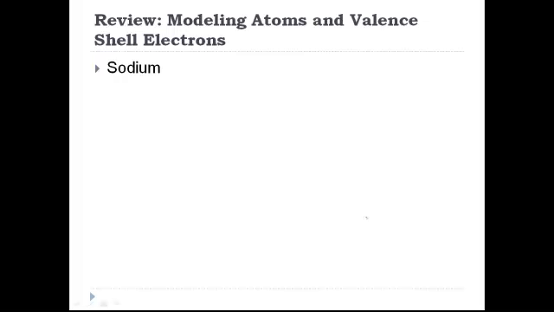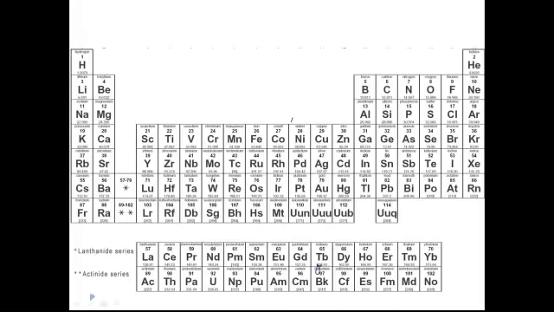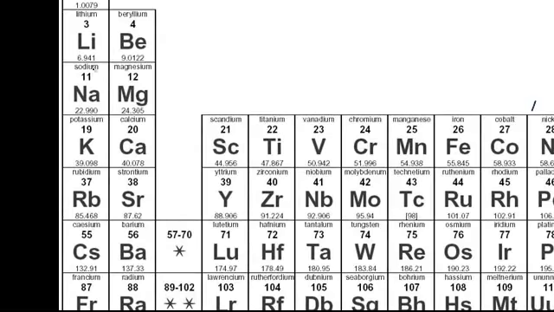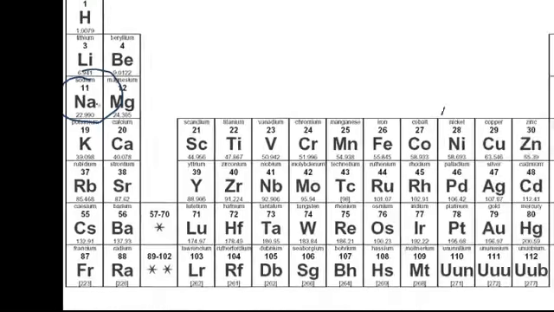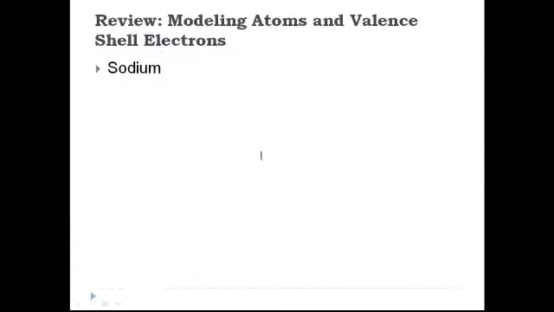So let's review that by looking at sodium. So we're going to find sodium on this periodic table, and it's over here in group 1, and the atomic number is 11, which means that it has 11 protons and also 11 electrons. So we're going to show those 11 protons by just doing a plus 11 in the middle, so we don't have to draw each individual proton. So that's the nucleus right there with the charge of positive 11 because protons are positive.